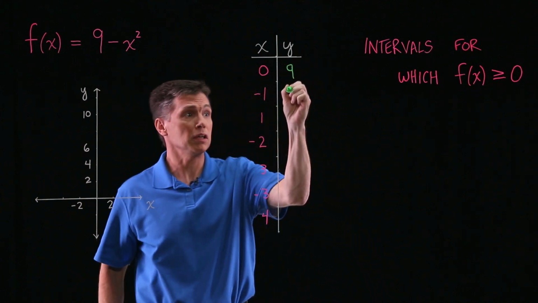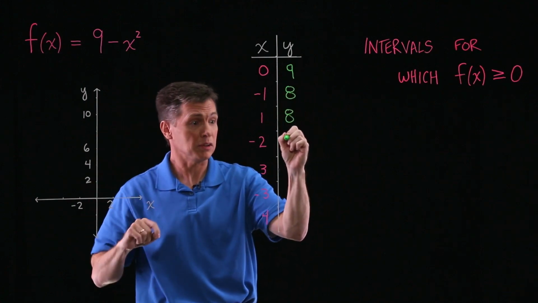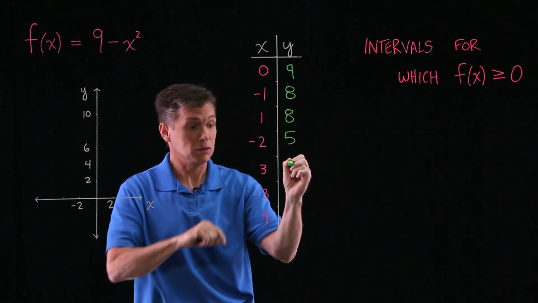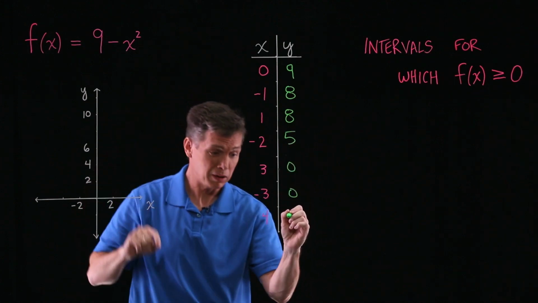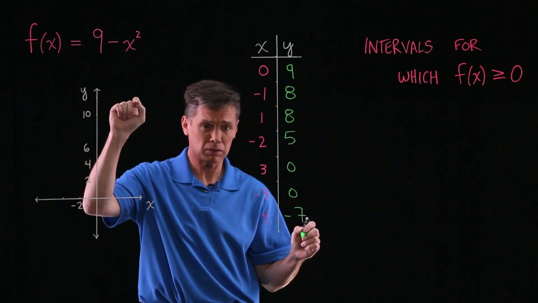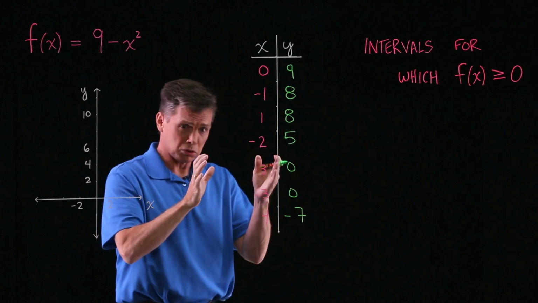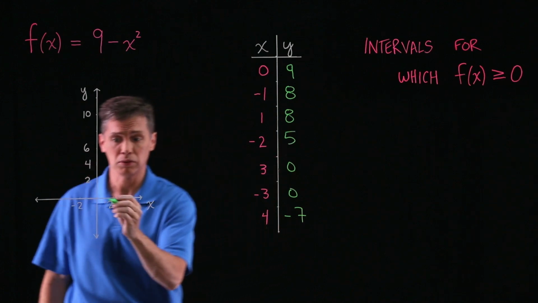All right, that looks like 8. Also 8. This looks like a 5. That looks like a 0. 0. And at this point, I'm down to a -7, right? 9 take away 16. That looks good. So those are my ordered pairs. Let's go to our Cartesian plane and plot those.